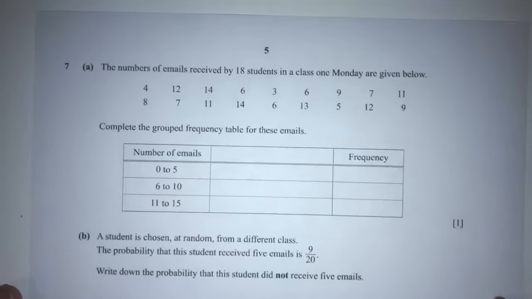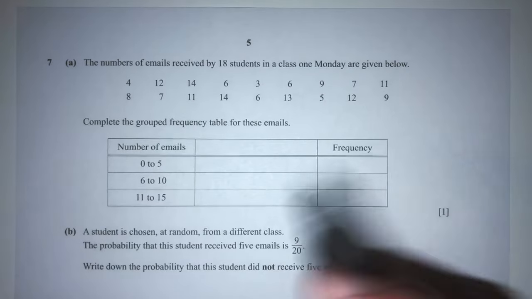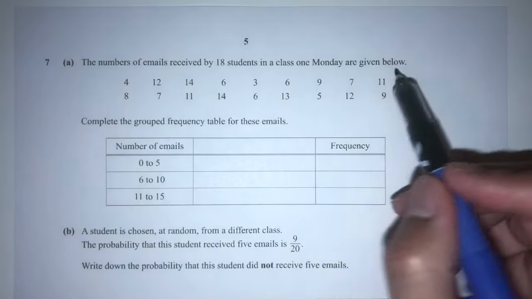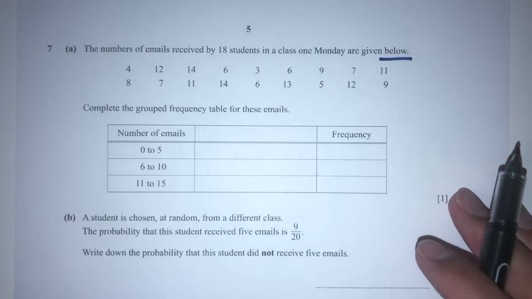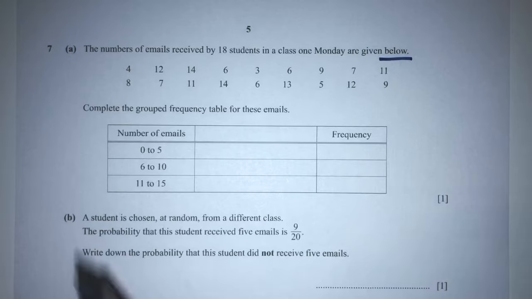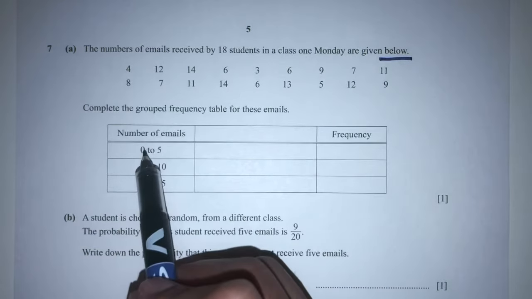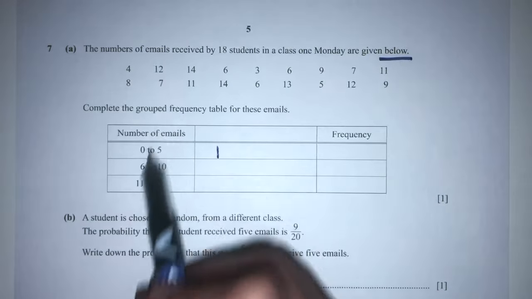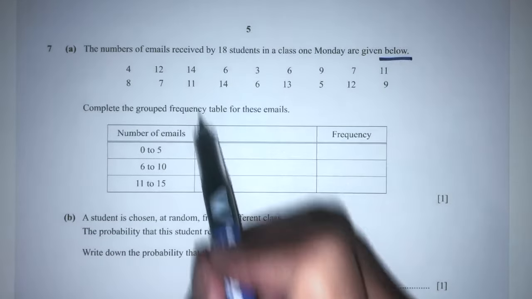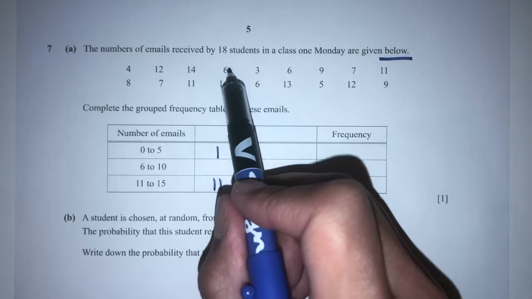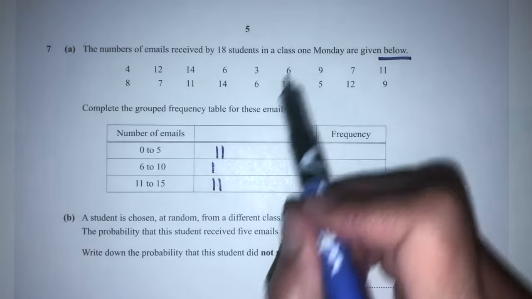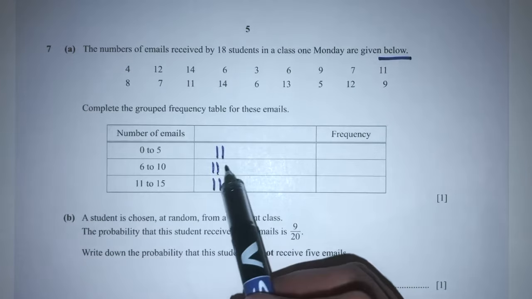Now let's move on to question number 7. We have the number of emails received by 18 people in a class are given below. Complete this diagram. So pretty easy. Let's count. So here we have 4. 4 will be where? 0 to 5, that will be here. 4. 12 will be right here. 14 will be here. 6 will be here. 3 will be here. 6 will be here. 9 will be here as well.